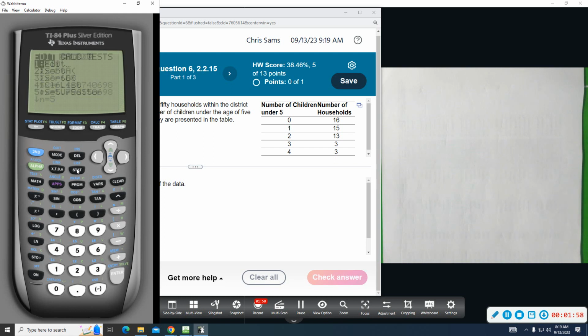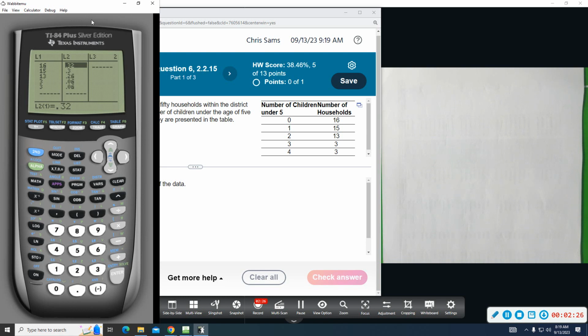So I'm going to go back to Stat. I'm going to hit Enter on Edit. I'm going to go over to the L2 column, and if I arrow to the top, I just tell it I want to take the numbers in list 1 and divide by 50. So L1 is right here above the number 1 in blue. So I have to hit the second button that's blue, and then L1, and then tell it to divide by 50. And so it does them all at once.